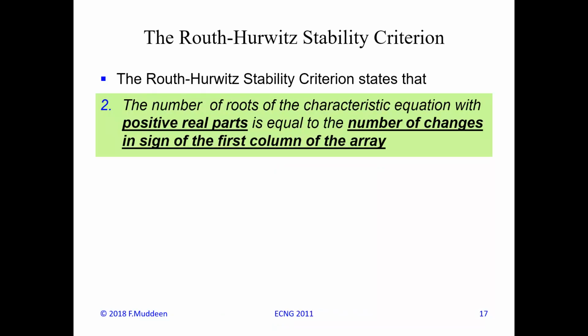Our second criterion is that if there are any sign changes, meaning that the number of roots of the characteristic equation with positive real parts is equal to the number of changes in the sign in the first column of the array. So if there are any sign changes, we note these sign changes indicating how many poles are going to be on the right-hand side of the S-plane.